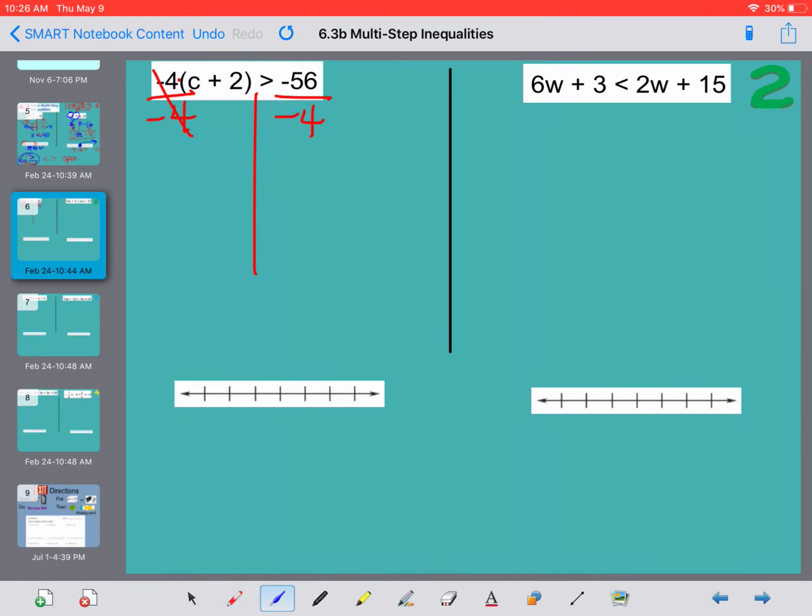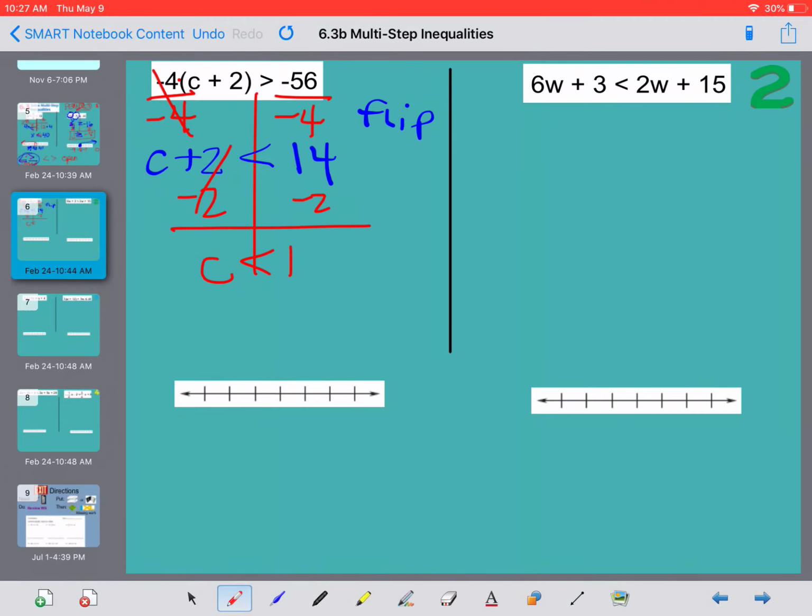So we divided by a negative, so we need to flip our symbol. So we have c plus 2. And then negative 56 divided by negative 4 is going to make a positive 14. And then subtract 2 on each side. We get c is less than 12. So open circle pointing to the left, because we have the less than to the left.